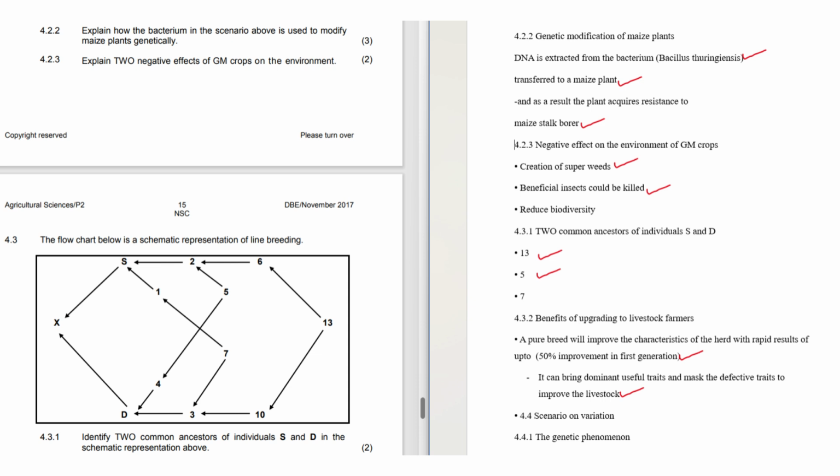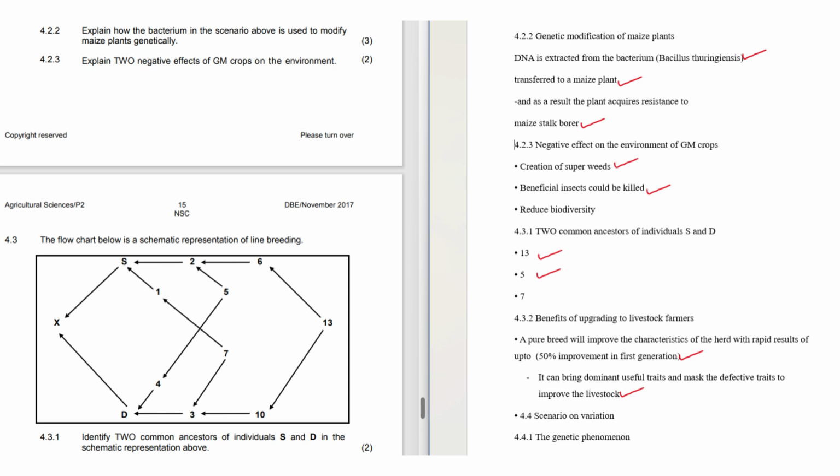4.2.3 explain 2 negative effects of GM crops on the environment. This question needs you to give 2 negative effects. Right? So, number 1 is that it creates superweeds. The creation of superweeds, and B, it kills useful insects or beneficial insects.